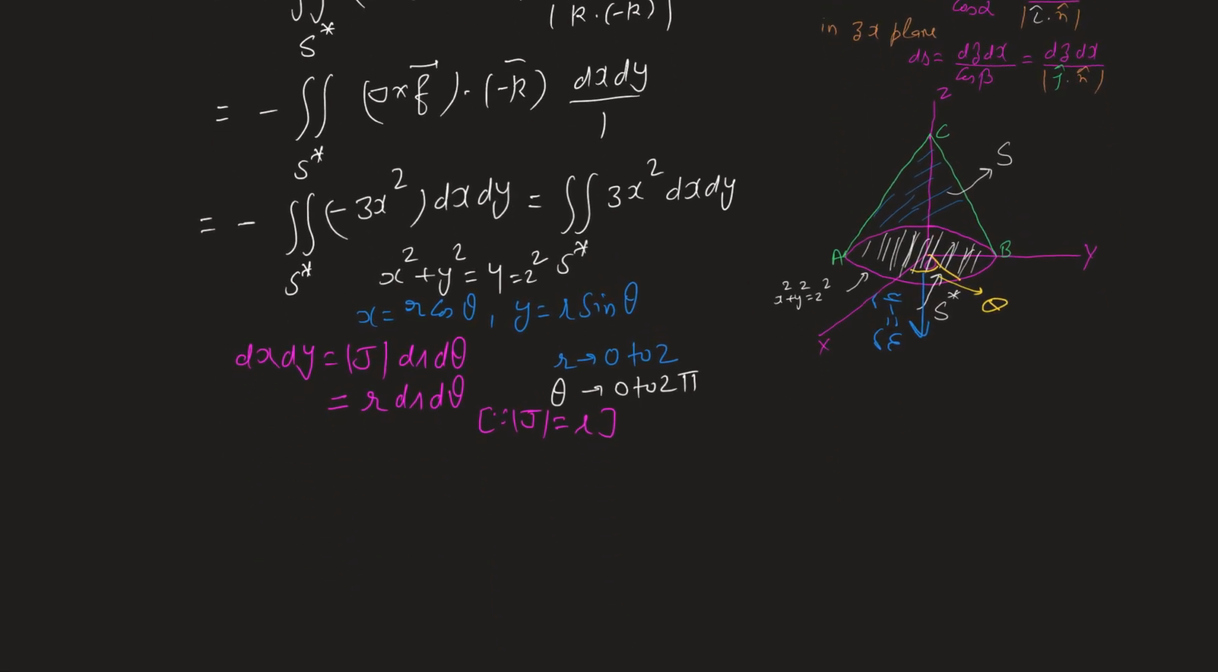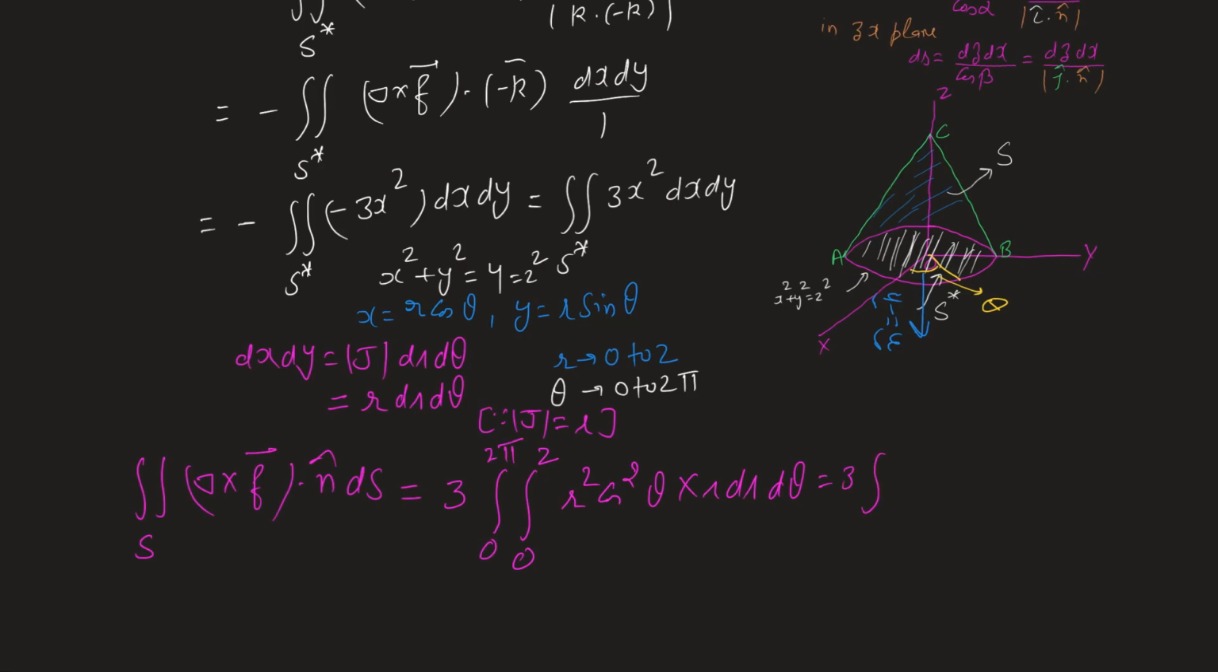So I say that the integral over surface S of del cross F dot n cap ds is equal to, now put over here, 3 will be outside, this will be a double integral, and x will be r cos theta, so this will be r square cos square theta, and this will be r dr d theta. Since both limits are constant, but r is written first, the limit of r will be used first. The limit of r is from 0 to 2, and theta is from 0 to 2 pi.